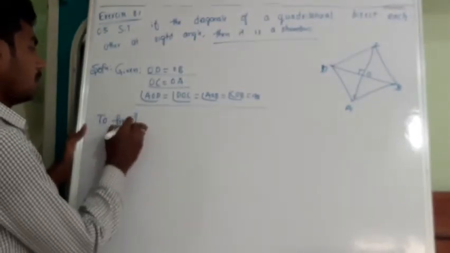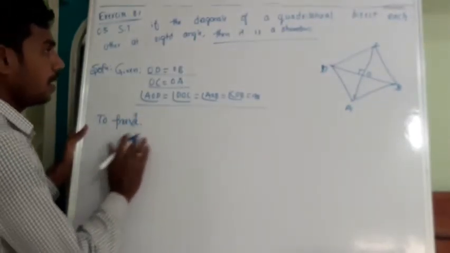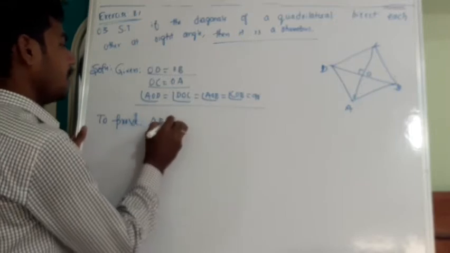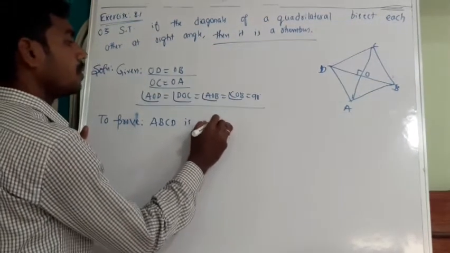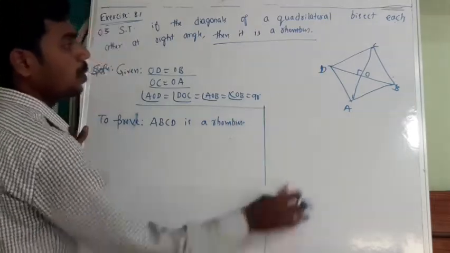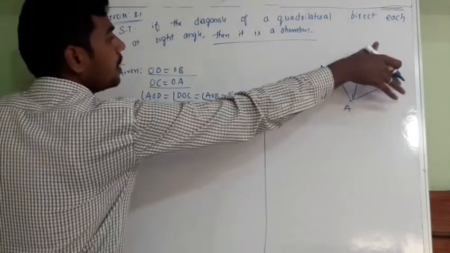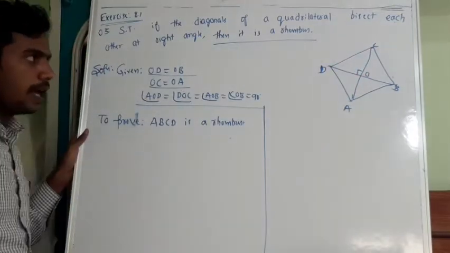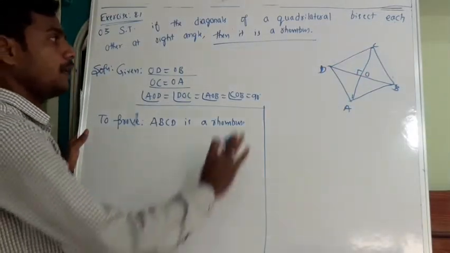What is required to prove? To prove, ABCD is a rhombus. Okay, to prove it as a rhombus, what do I need to show? AB is equal to BC is equal to CD is equal to AD, and even before that I need to show it as a parallelogram.